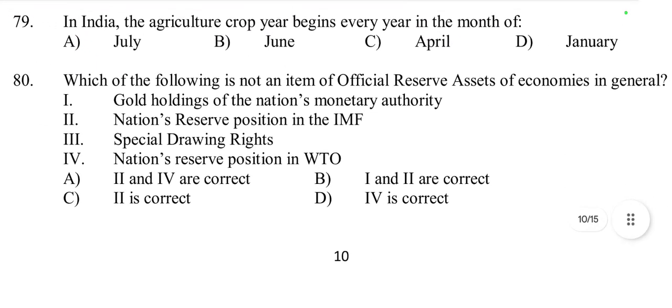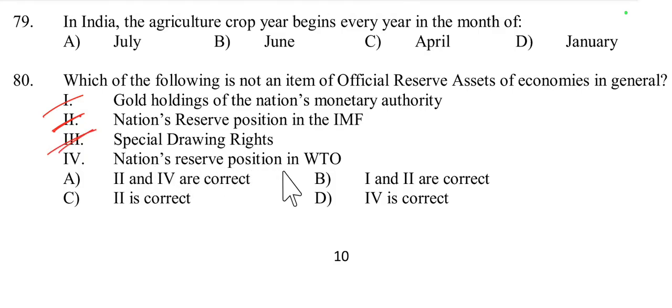Then today's last question. Which of the following is not an item of official reserve assets of economies in general? First one is gold holding of the nation's monetary authority. Yes, in the official reserve assets, gold holding of the national monetary authority is included. Then the nation's reserve position in the IMF is also included in official reserve assets. Then special drawing rights are also included.